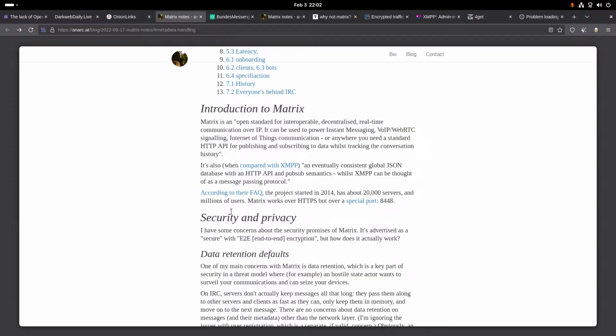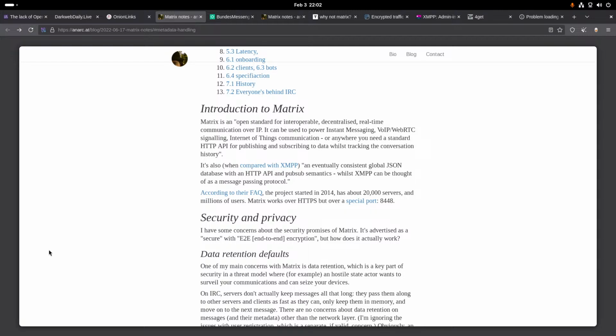Matrix is an open standard for interoperable, decentralized, real-time communication over IP. It can be used to power instant messaging, VoIP, WebRTC signaling, Internet of Things communications, or anywhere you need a standard HTTP API for publishing and subscribing to data whilst tracking the conversation history. It's also, when compared with XMPP, an eventually consistent global JSON database with an HTTP API and PubSub semantics, while XMPP can be thought of as a message passing protocol.